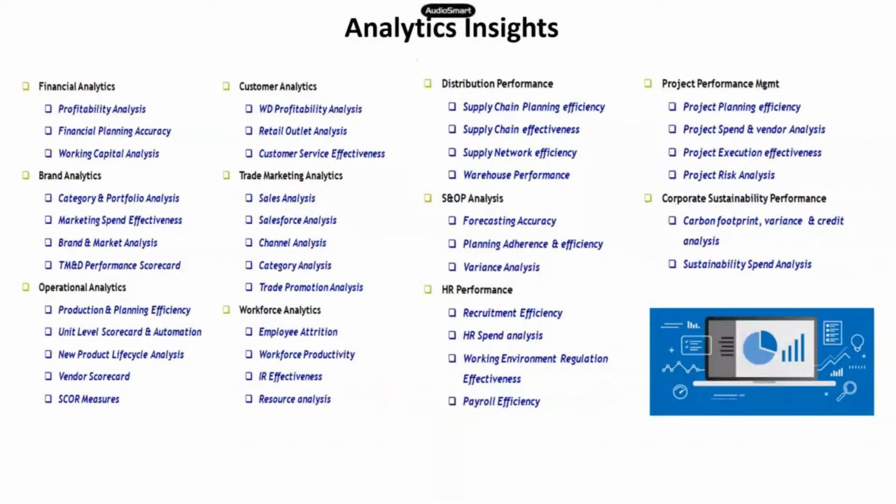So here are some of the insights which we have covered, like these are the several modules, or we have done some distribution of the KPIs which we have covered so far. We have covered the financial part, brand, which is generally related to the sales part, operational analytics, the customer analytics, and then we have trade marketing and many more, till HR. So these are different KPIs which we have covered so far. And we can definitely customize these KPIs, and these are not standard ones. So you can customize these KPIs and we can deliver the things according to the requirement.